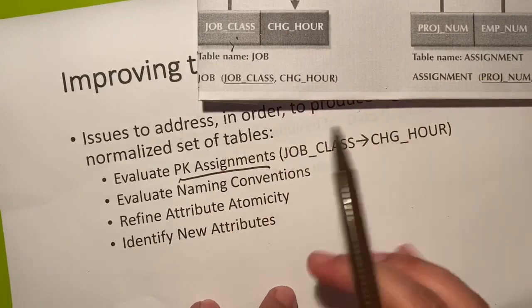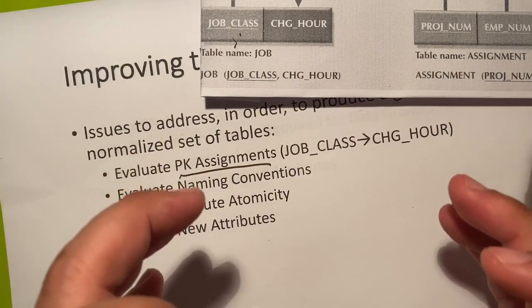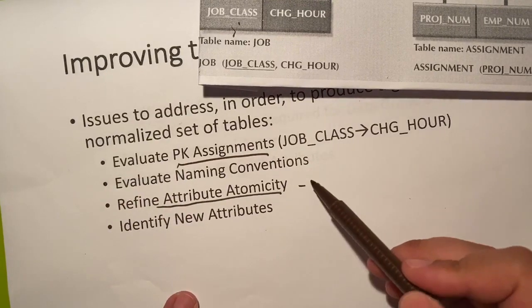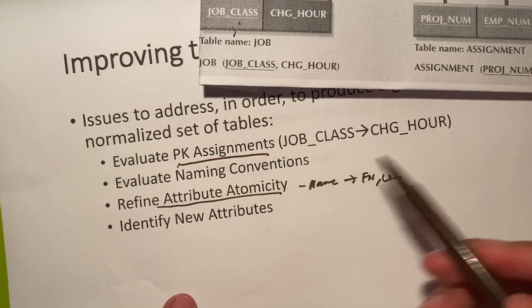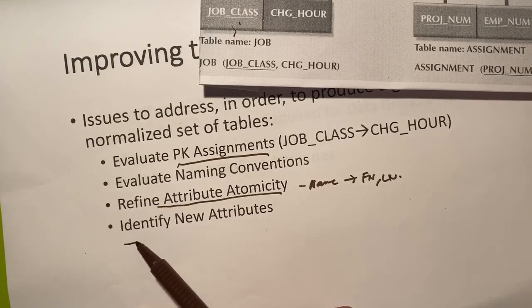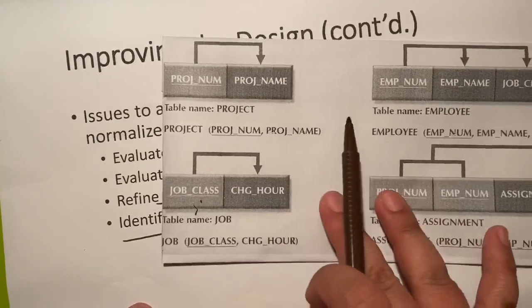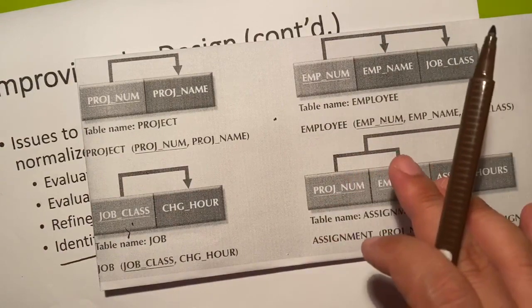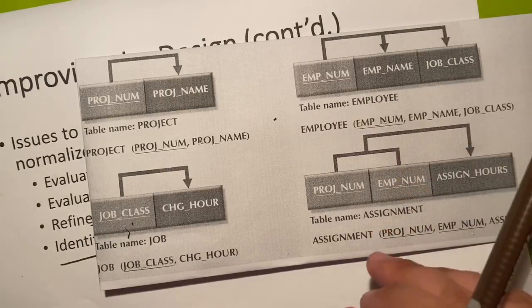Other than that, we need to evaluate naming conventions. We need to make everything uniform and following the structure of the table. We need to refine attribute atomicity, maybe names. Names become first name, last name, and so on, address, and so on. And we will need to identify new attributes. When you have the table, you can actually guess what are the attributes that we can add in logically. You can add in attributes to improve your design with justification.